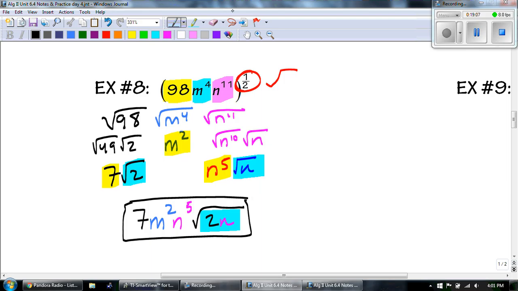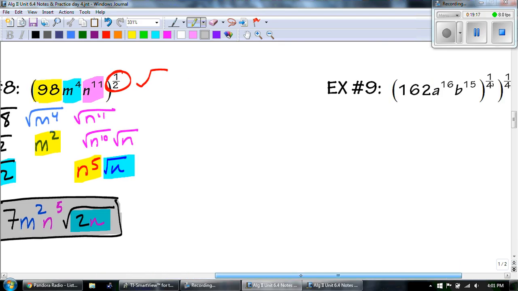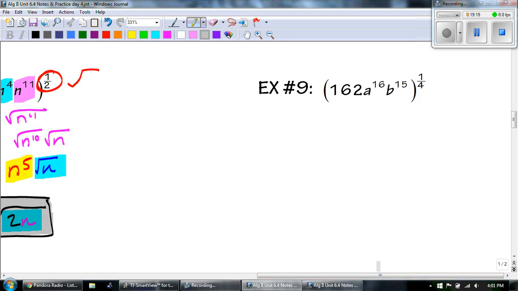Okay, we got 7m squared n to the 5th, and then we have the square root of 2n. All right. Number 9, you guys are all on your own. Let's see if you can do it. Okay. There are my 3 pieces, and this is the 4th root. Okay. Go ahead and pause the video, and good luck.